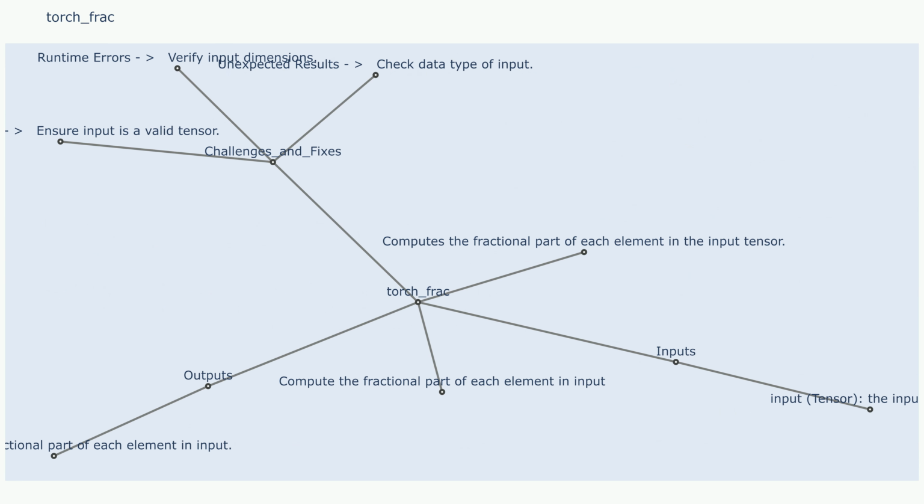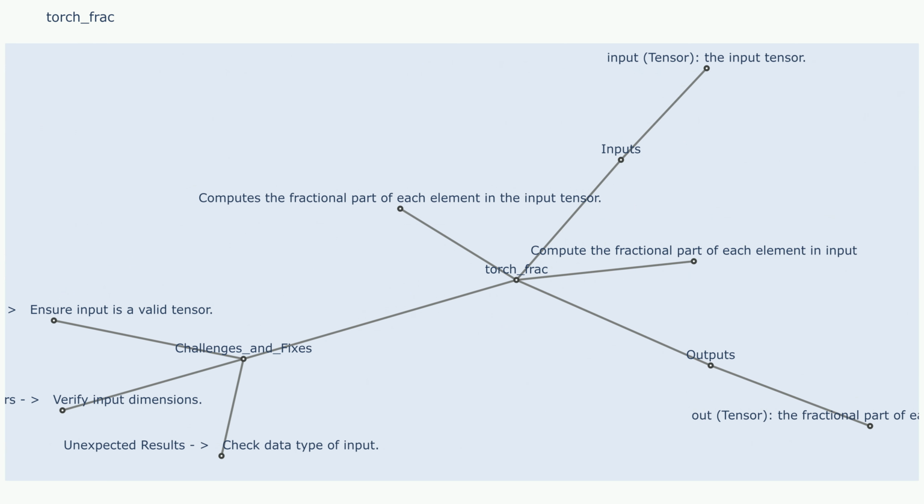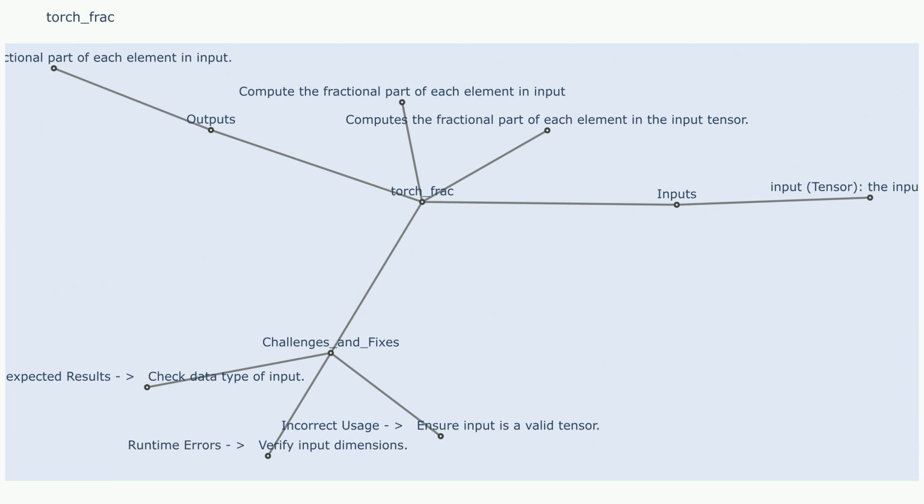Steps. Step 1. For each element in the input tensor, the torch.frac function determines the whole number part, the integer part. Step 2. It then subtracts the whole number part from the original element, leaving only the fractional part. Challenges and fixes. Challenge 1. Input tensor with negative values.